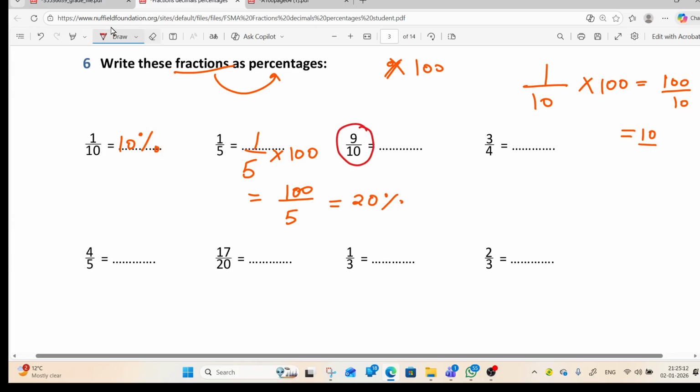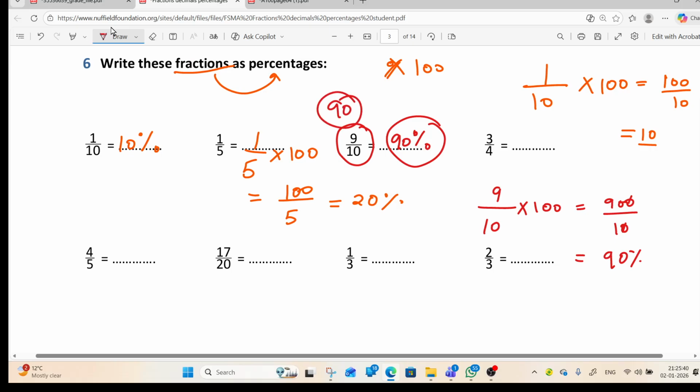This 9 over 10. So 900 over 10. 900 over 10 is 90. Very good, 90%. Okay. When you're converting, don't forget to put the percentage sign. If you just write 90, that means 90, it's a number. But if you write the percentage sign, that makes it a percentage number, right?